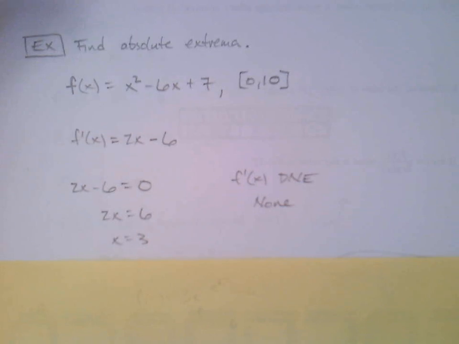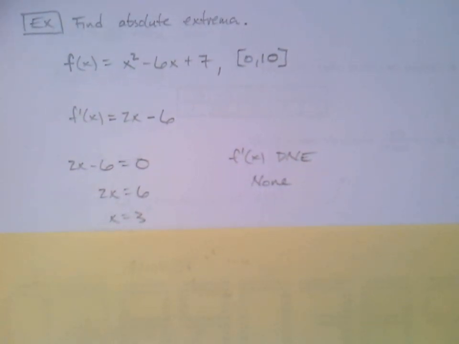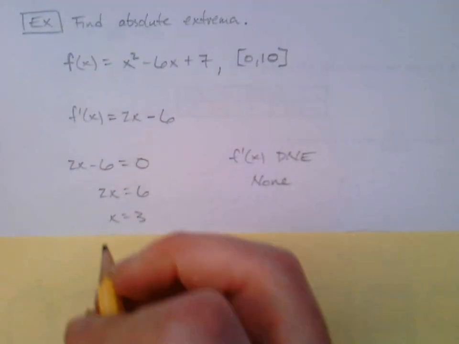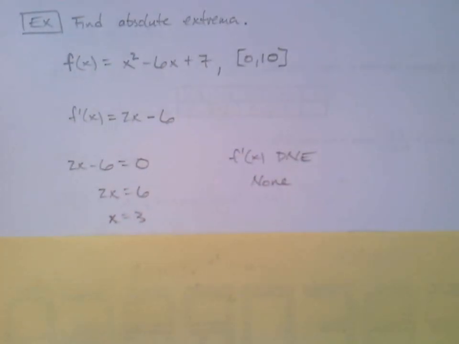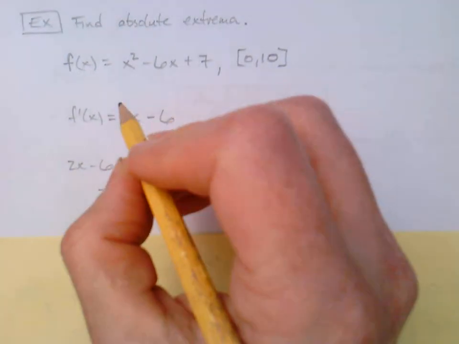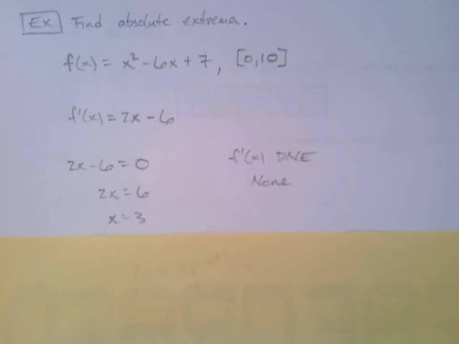Since we've done this quite a few times now, I'm just going to show you what I got here. When the derivative equals 0, we wind up with x equals 3. For that derivative not existing, well, you're never dividing by an x, so that's a none. We get the one critical number, x equals 3. Okay. Step number 1, done.